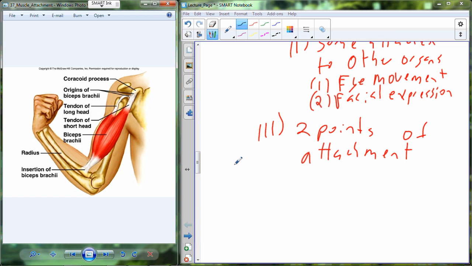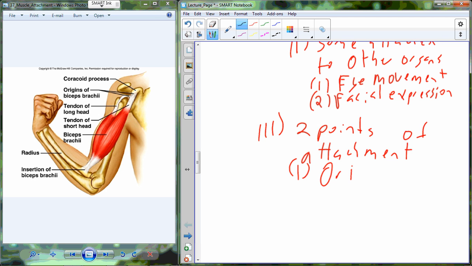Individual belly of the muscle here, one point of attachment here, one point of attachment here, whereas the other one has its points of attachment here and here. So even though you could say, oh, there's four points of attachment there, the biceps brachii is really divided up into two individual muscles for observational purposes. So we have those two points of attachment. And we name those two points of attachment.